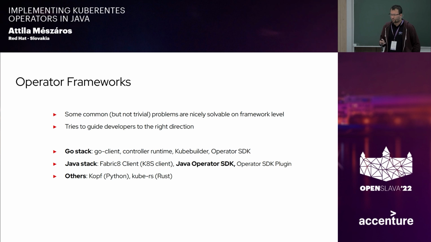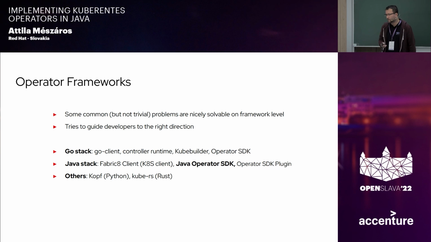So to implement an operator, it's not necessarily a trivial thing, but there are frameworks that will move you in the right direction. It's a nicely solved problem, which is very common for every operator. Obviously, the most famous are the Go implementations, because Kubernetes is written in Go. So the Go client, the controller runtime, and all the code generation tools are probably the most used.